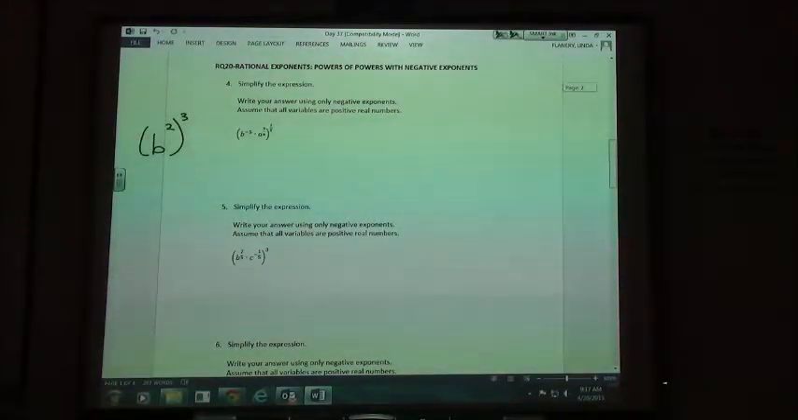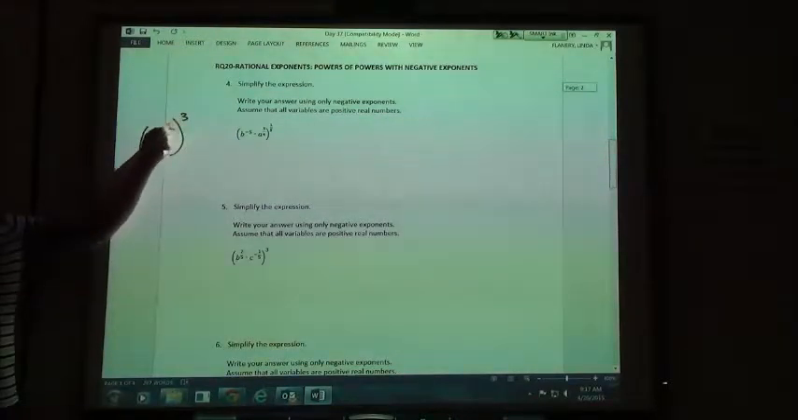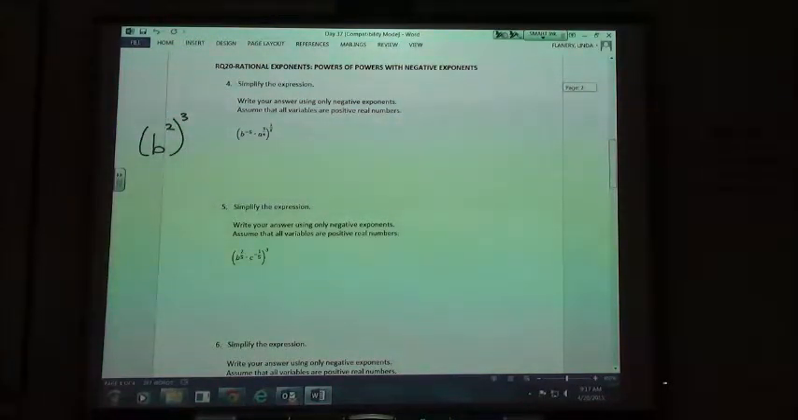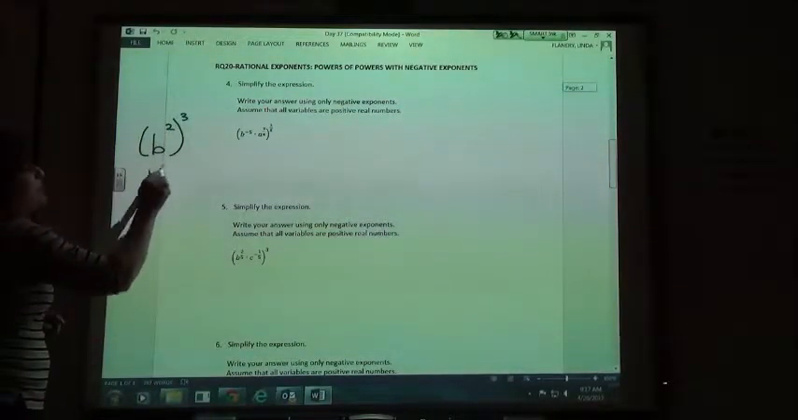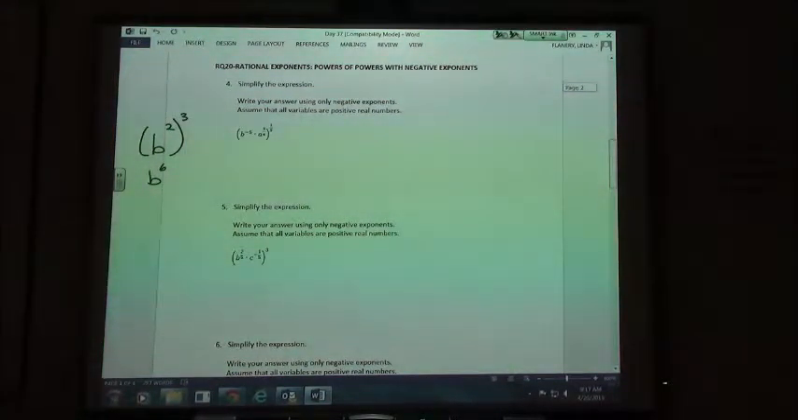Wait, what was the question? If I raise it to another power, what do I do with my exponents? You add them? Nope. Multiply them. When I'm multiplying, I add the exponents. When I raise to a power, I multiply them. So this would be b to the 6th power. B squared times b squared times b squared is b to the 6th.